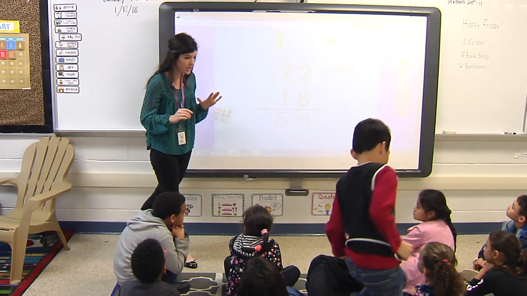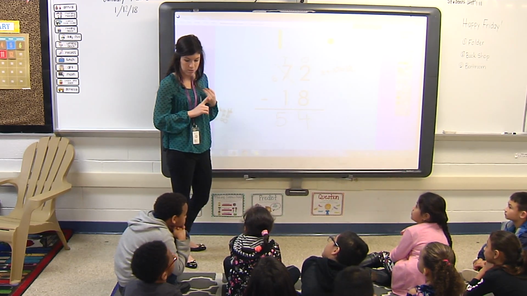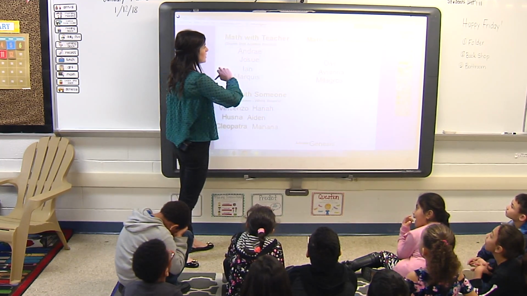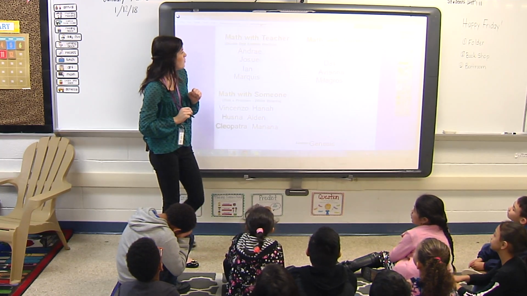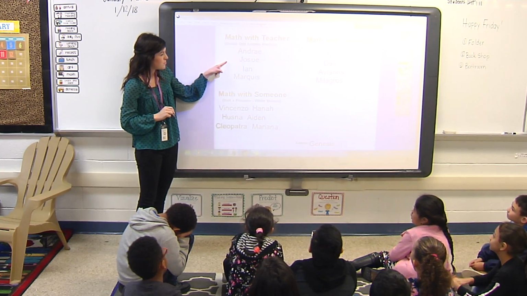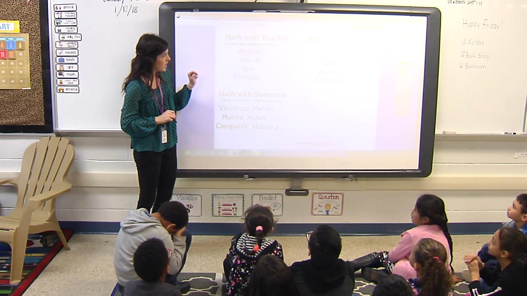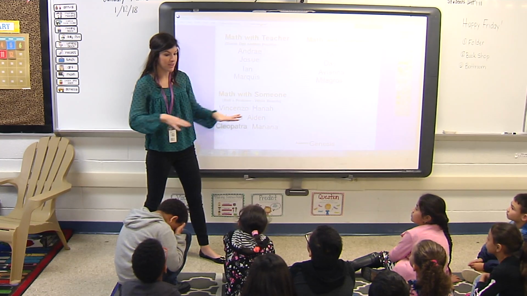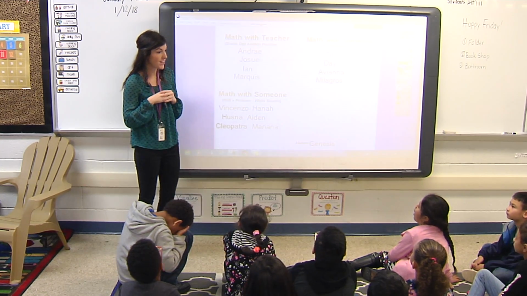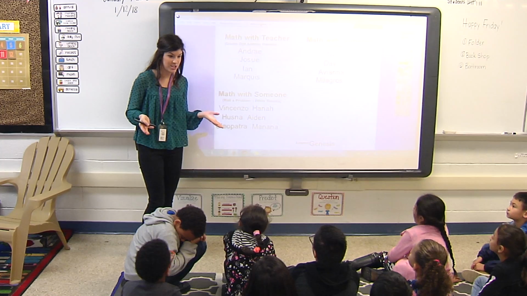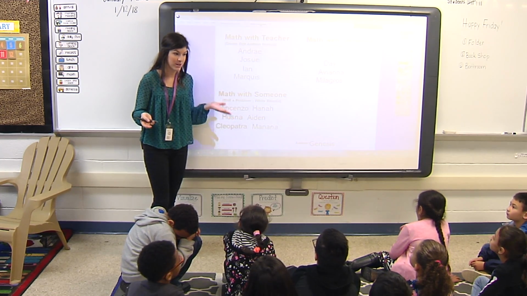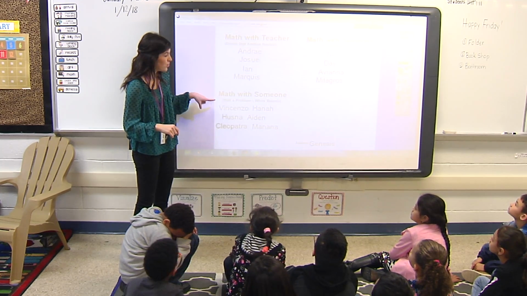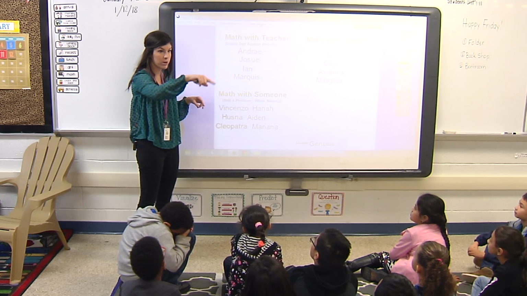Now it's your turn to either work with someone or work with me in order to solve some more two-digit subtraction problems. So let's look at our rotations. With me, we have Andre, Josue, Ian, Marquise. At Math with Someone, you guys are going to solve problems at the Promethean board. You all have been practicing that, and you get to act as the teacher and explain to your friends what you are doing while you are working. And lastly, you are going to roll a problem at the back word work table.